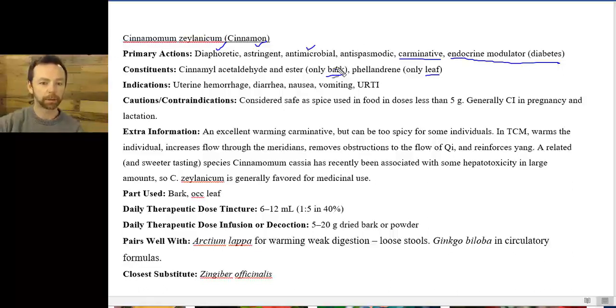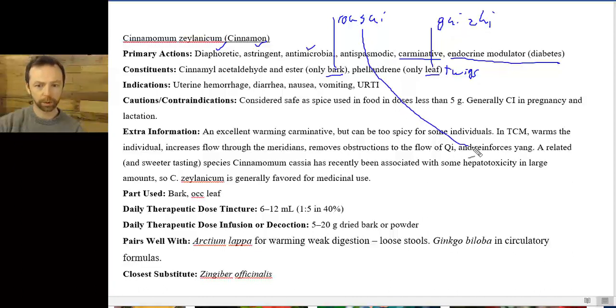These are actually sometimes thought of as different herbs, and obviously they do have different constituents. In the bark, which is more what we're talking about here, and we often call this one rou gui, and the leaf, or actually the twigs, is usually how it's done. This is gui zhi. So this one is more about reinforcing the yang. Both of them will be carminative, and this one is more the diaphoretic.